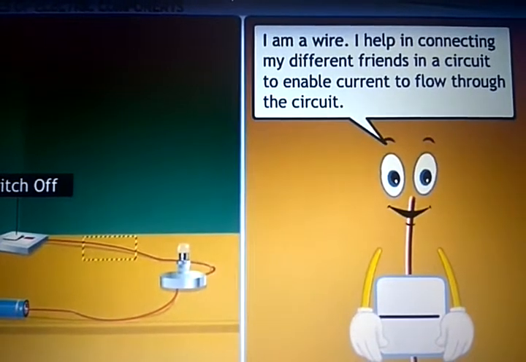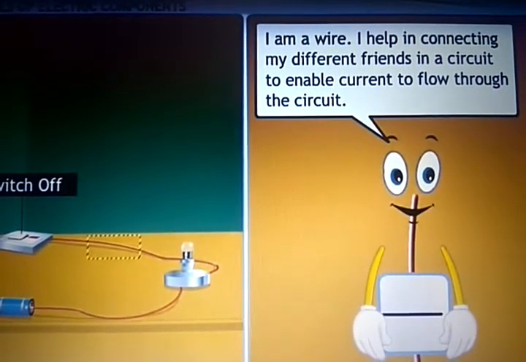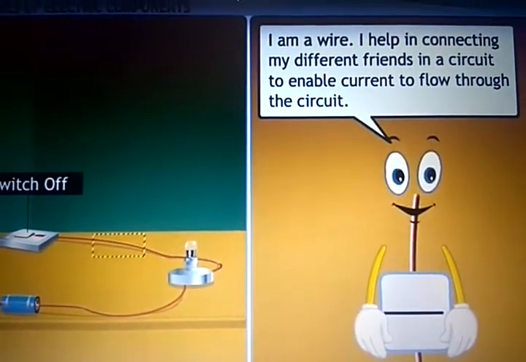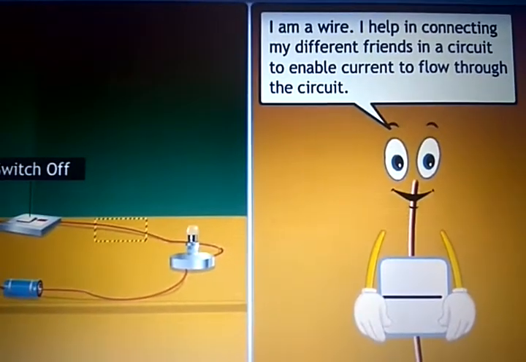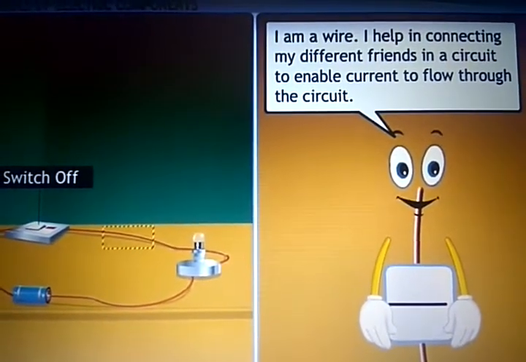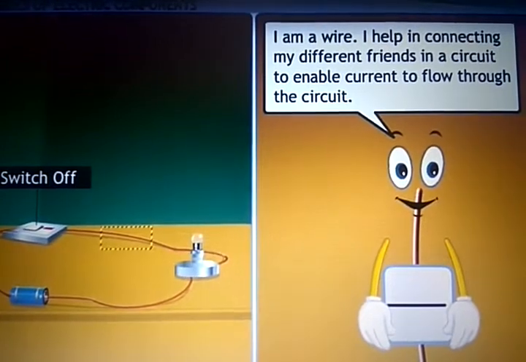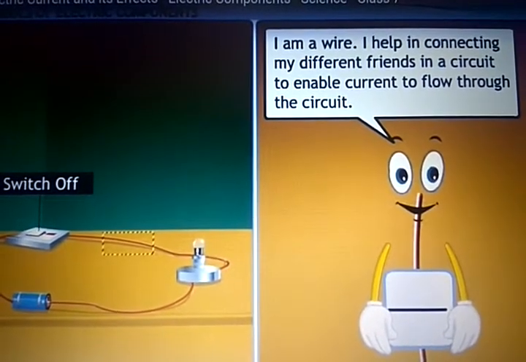Here you see, I am a wire. I help in connecting my different friends in a circuit to enable current to flow through the circuit. So it is the component, that is wire, which is used to flow the current.